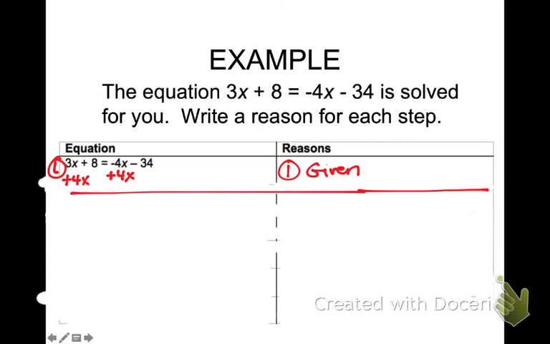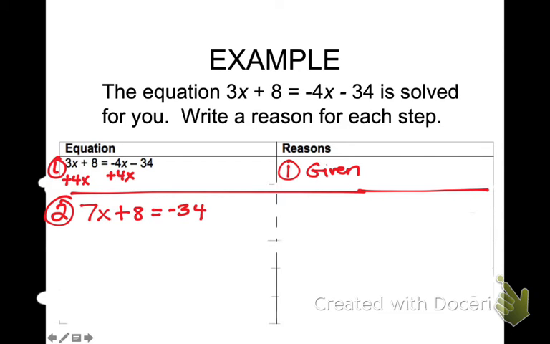So my second line, so line 2, would be what? So 3x plus 4x combines to make 7x. Bring down that plus 8, bring down the equals. My negative 4x and my 4x would go away to negative 34. So what property did we just do to both sides? Addition, subtraction, multiplication, addition, right?